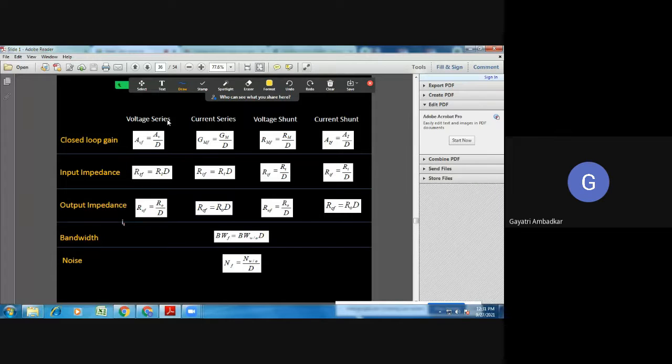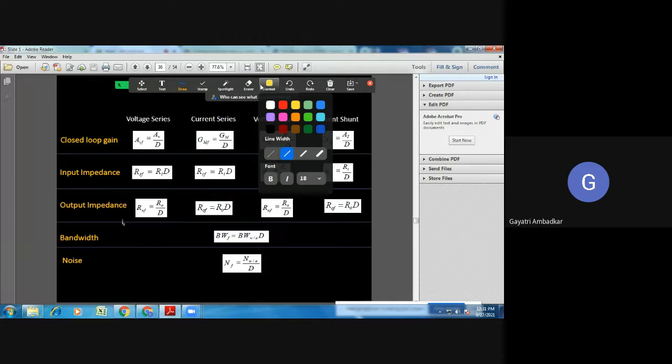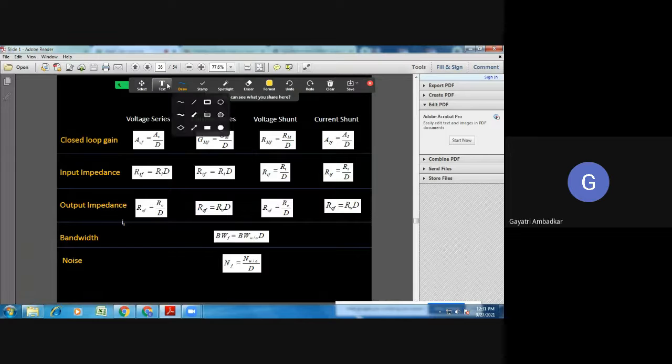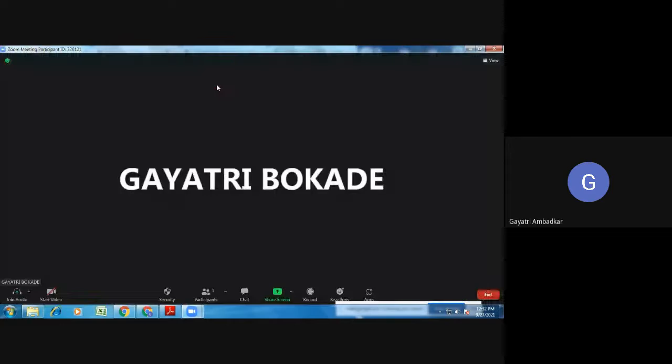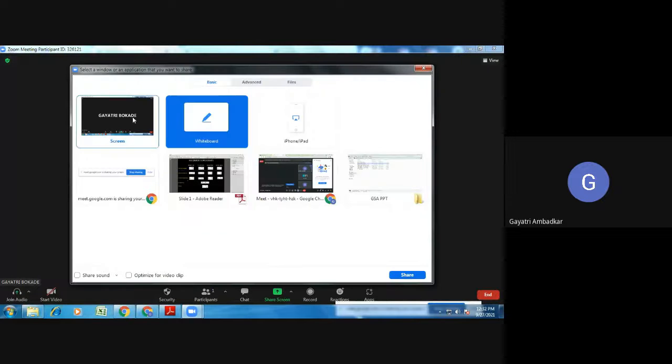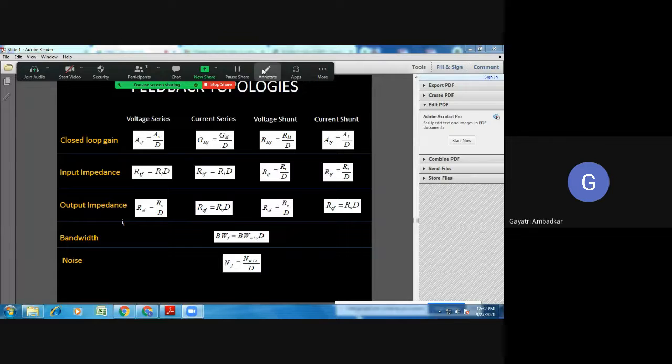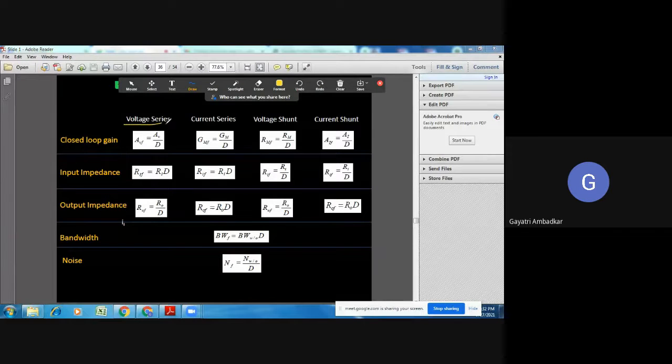So voltage series means it's a voltage amplifier. I will write its voltage gain as AV and AVF. Current series means it's a transconductance amplifier. Voltage shunt means transresistance amplifier. Current shunt means current amplifier.